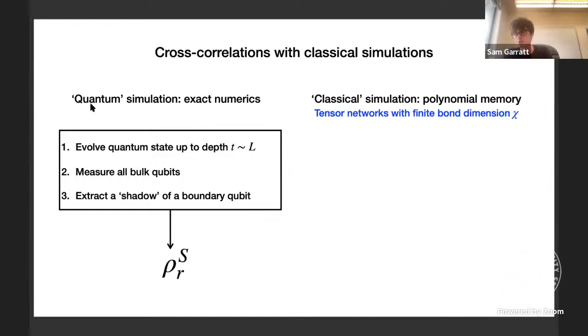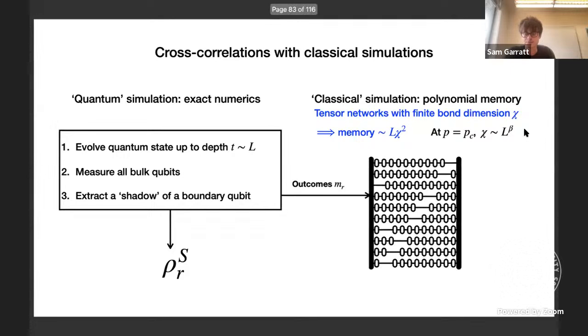I'm going to use tensor networks with a finite bond dimension chi, and this bond dimension chi is only going to be allowed to be at most a polynomial of the system length. So the memory required to store a tensor network with a bond dimension chi is of order L times chi squared to store all of the different tensors in your matrix product state. And at P equals PC, where you have logarithmic entanglement, this should give you a bond dimension that's polynomial in L.